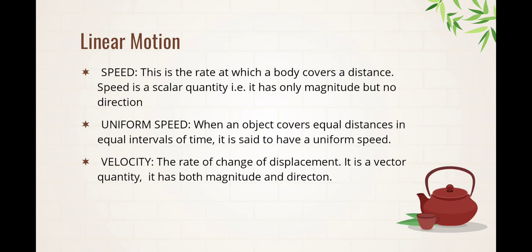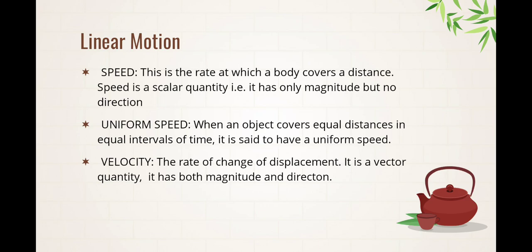These are some of the things that we must know under linear motion. The first one is speed. Speed is the rate at which a body covers a distance, and speed is a scalar quantity. If we say something is a scalar quantity, what it means is that it has only magnitude or numerical value but no direction.